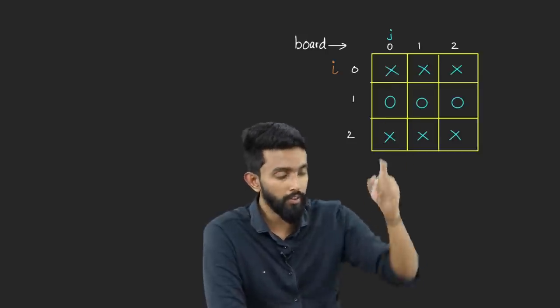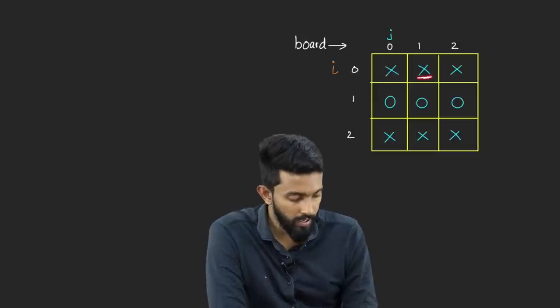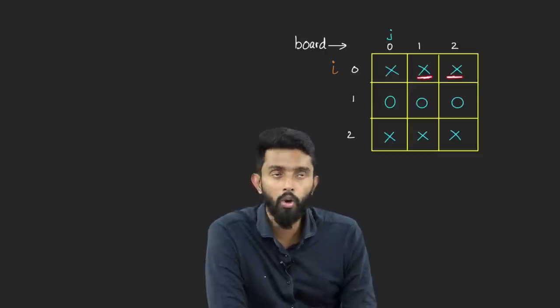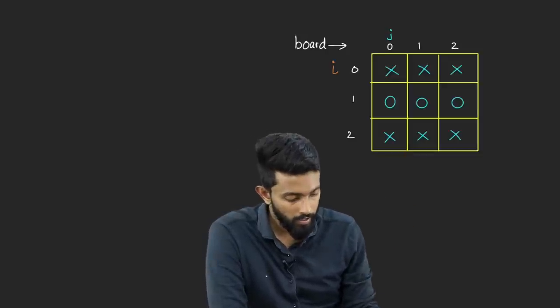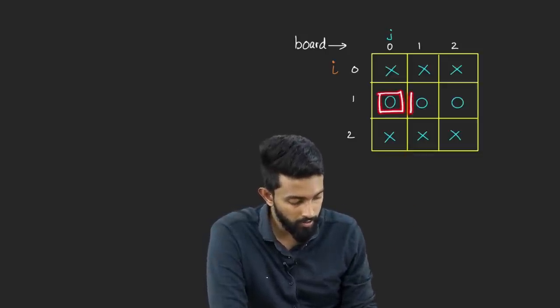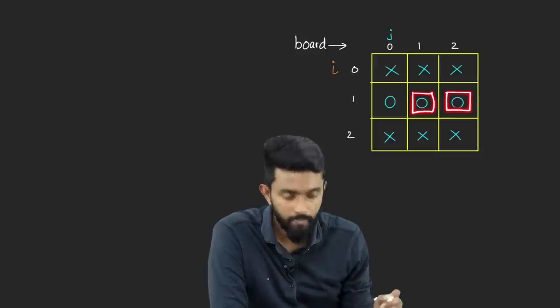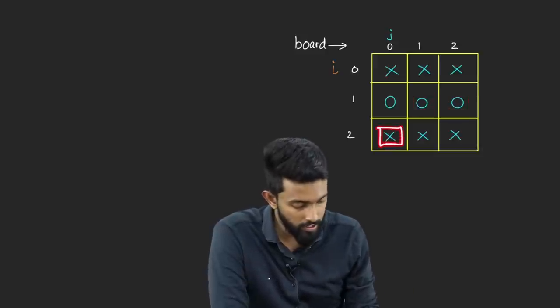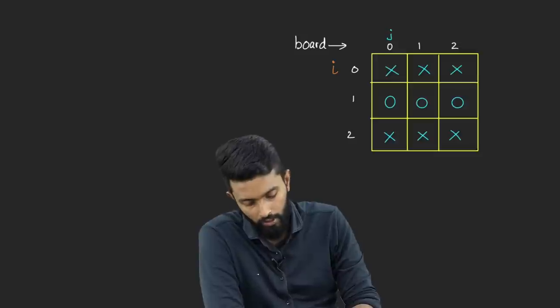For example, if I take the first row, the first element should be equal to the second element. The second element should be equal to the third element. Then obviously, the third element will be equal to the first element only. Similarly, check this with this. Then check this with this. Then check this with this. I think this is clear to everybody. Now, how do we write a condition for this?